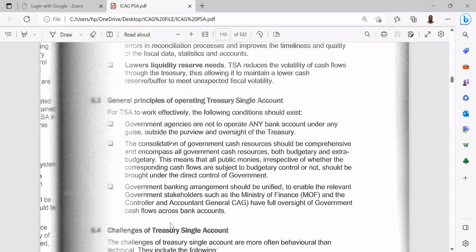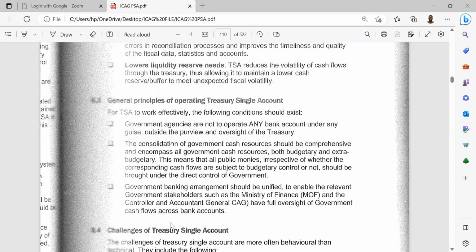Is that clear? Hello, is that clear? Yes. Okay, so basically that would be some of the challenges when it comes to the Treasury single account. Brothers and sisters, questions have dropped from this area before. The last time I checked, they were asked the meaning of Treasury single account and its benefit.